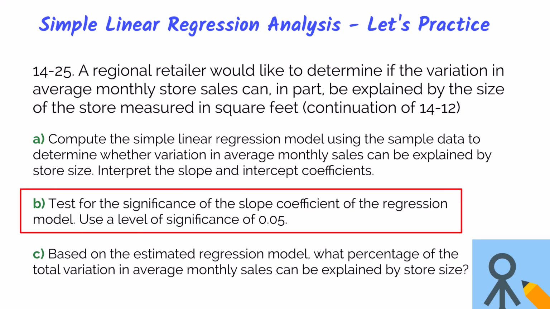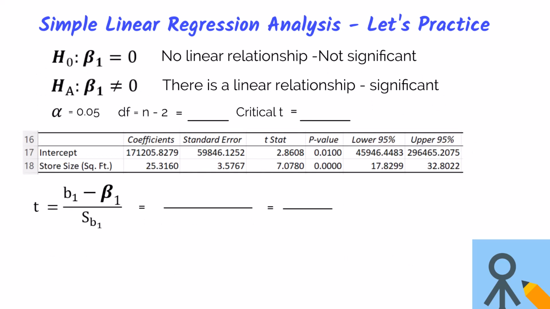Now in B, we want to test for the significance of the slope coefficient of the regression model using a level of significance of 0.05. In other words, we're going to test for the significance of beta sub 1 in the regression model. The null hypothesis states that the slope is equal to 0. This means there is no linear relationship and is not significant. For the alternative hypothesis, it states that the slope is not equal to 0. If that is the case, then that means there is a linear relationship and it is significant. The alpha that was given in the problem was 0.05.